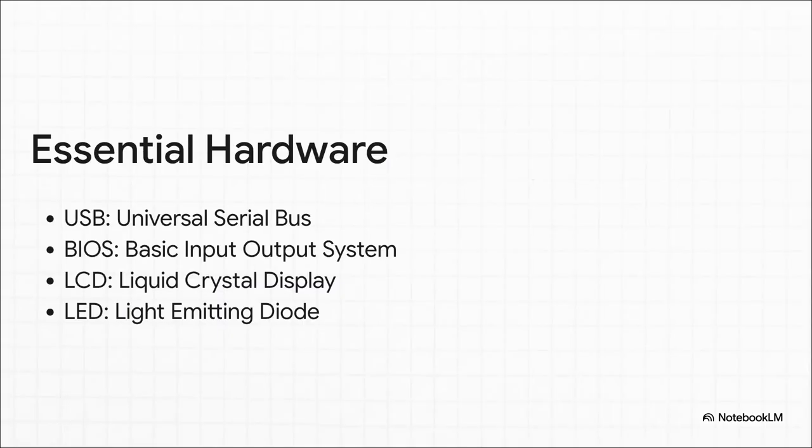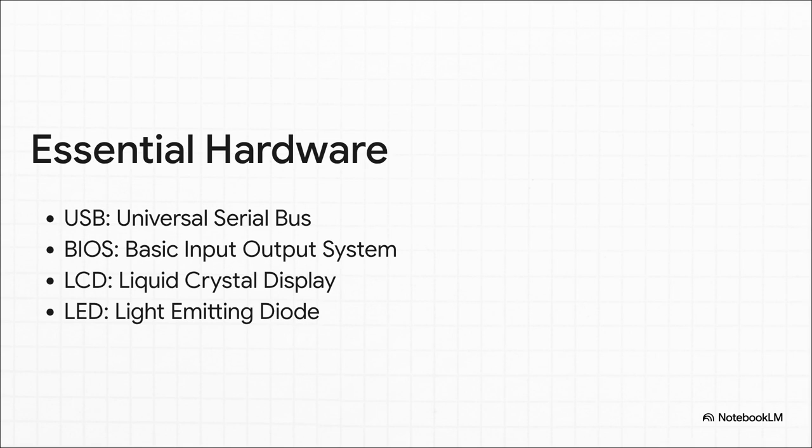Rounding out the physical hardware, we have some essential peripheral and display terms that allow those internal brains we just talked about to communicate with the outside world. First up is USB, the Universal Serial Bus. It was designed to be perfectly universal, standardizing connections so you could plug almost any peripheral into any machine without needing a dozen different custom cables. Then we have BIOS, your basic input-output system, which manages exactly that, the basic traffic of data coming in and going out, the very moment you start your system up.